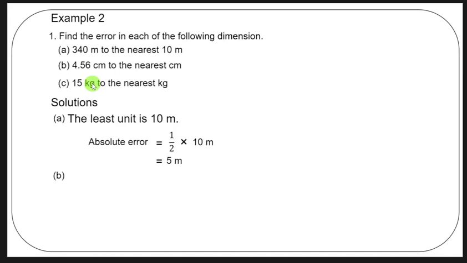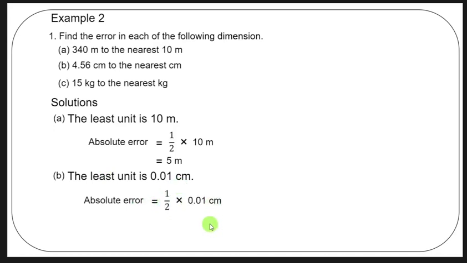Then it can move now to 1 centimeter. Then again it starts 1.1 centimeter, 1.2 centimeter, 1.3 centimeter, 1.0 centimeter. So like that, we'll be able to tell that the least unit here is actually 0.01 centimeters. Then we'll be able to find the absolute error equals half times this 0.01 centimeters, which will give us 0.005 centimeters. All right.